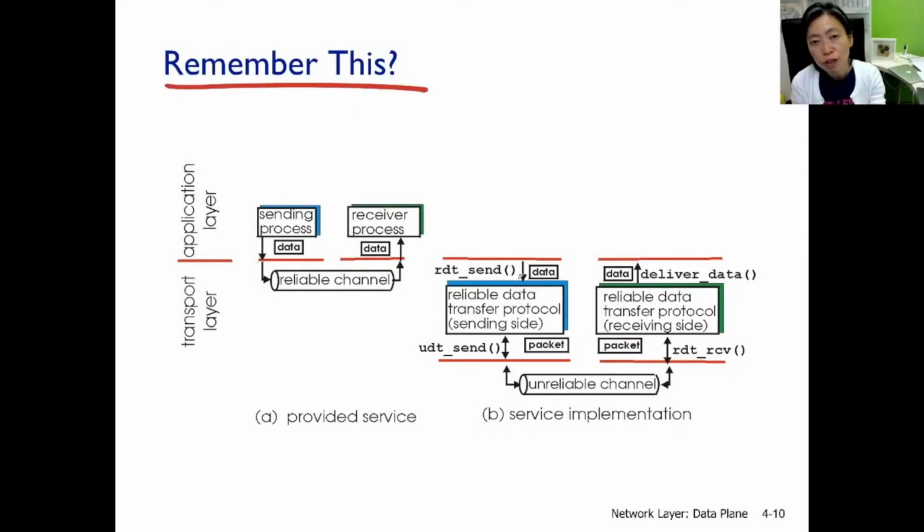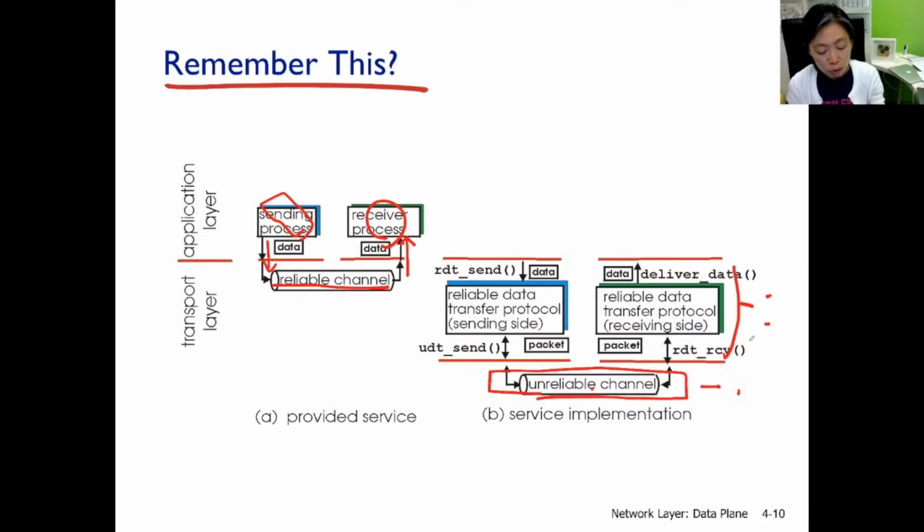Before we talk about the service models implemented at the network layer, let me remind you of this. When we were talking about RDT, we said sending process, receiving process. If the underlying channel is reliable, all they need to do is just pass data out, and the data is just going to arrive. But unfortunately, the channel is not exactly reliable. Depending on how unreliable the channel is, the complexity of the reliable data transfer service is going to be different. More unreliable, more complex. Less unreliable, less complex.